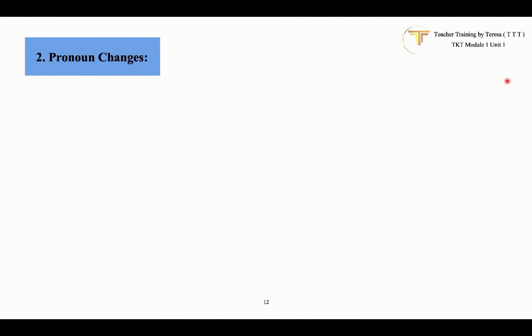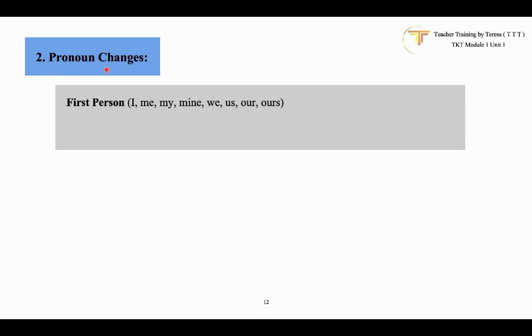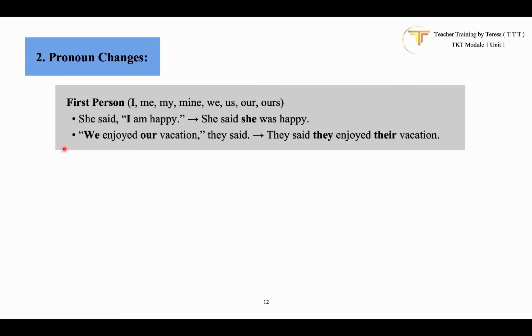2. Pronoun changes. First person: I, me, my, mine, we, us, our, ours. She said, "I am happy." She said she was happy. "We enjoyed our vacation," they said. They said they enjoyed their vacation.